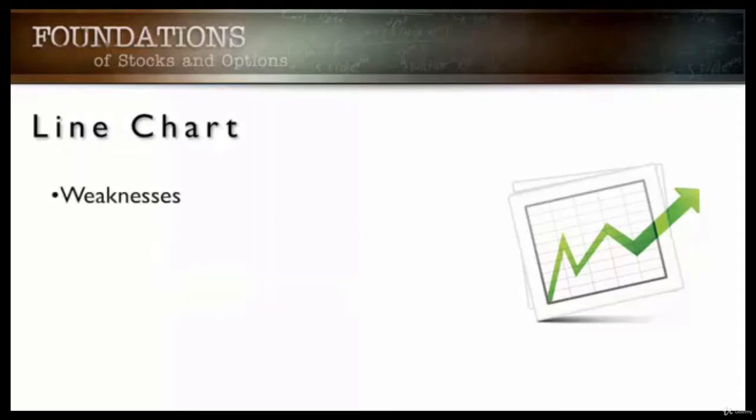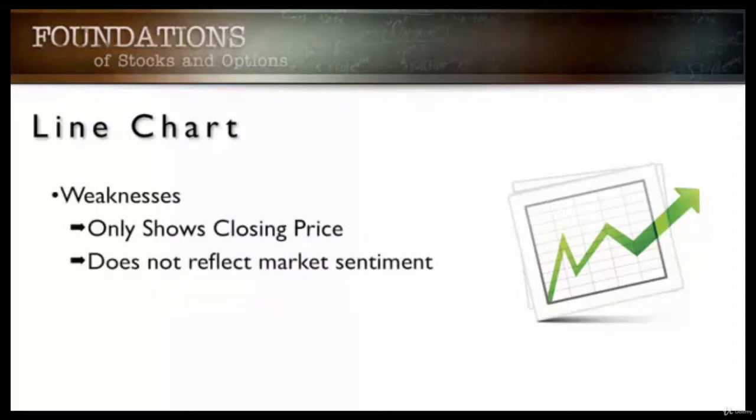But all things considered, even though it's easy to see overall information and overall direction and whatnot, it's a little bit challenging because it does not show us all of the 4 price points. It only shows that closing price point. Consequently, we don't see a clear reflection of market sentiment. And in and of itself, the line chart is a little bit difficult to trade off of on its own.